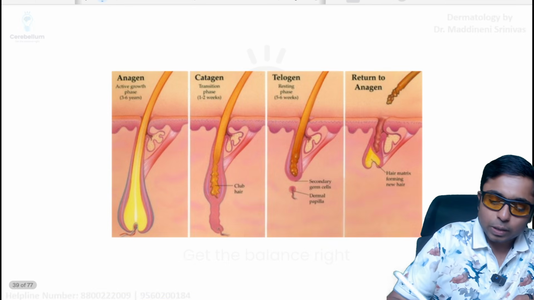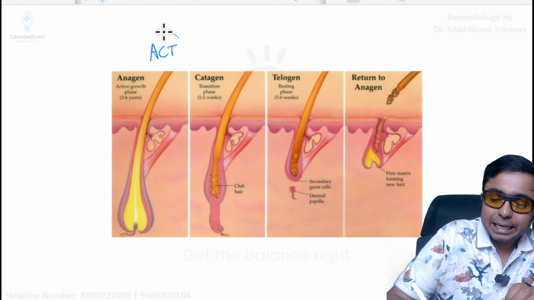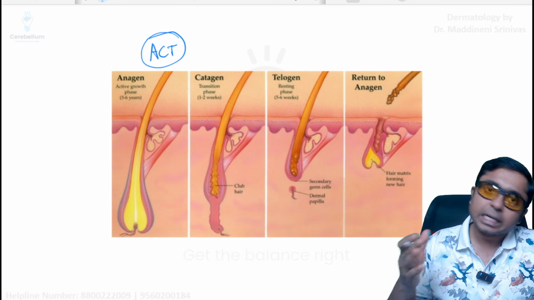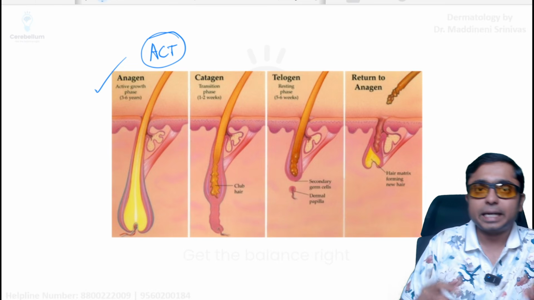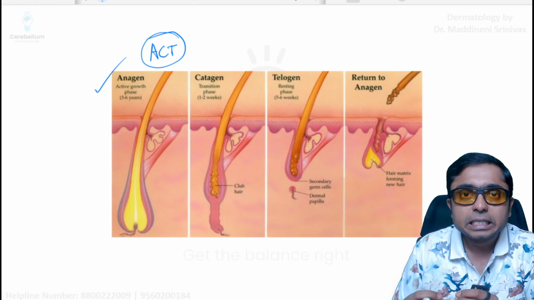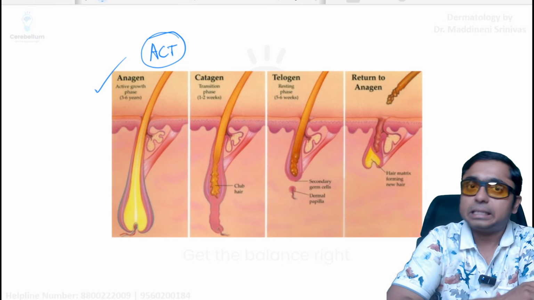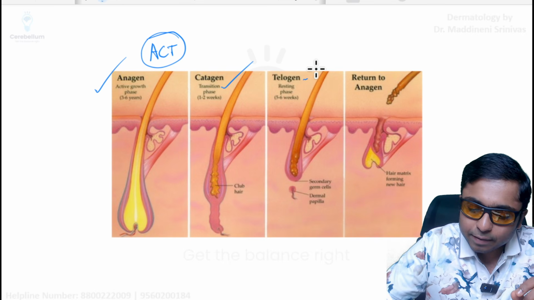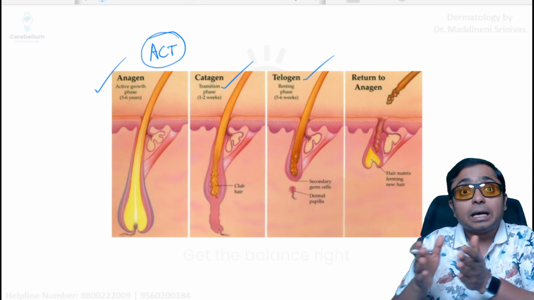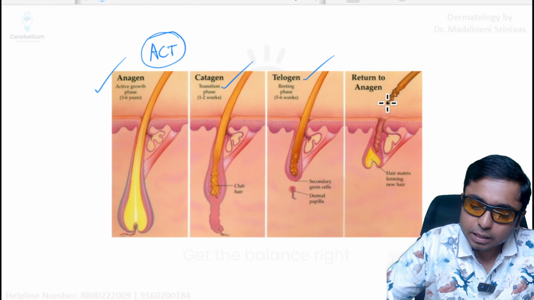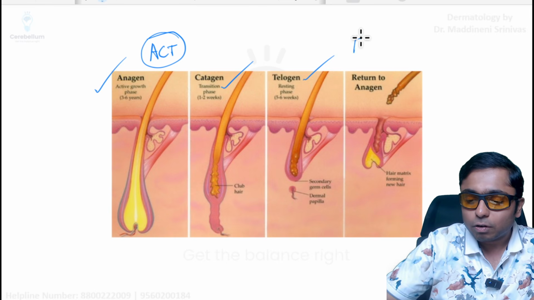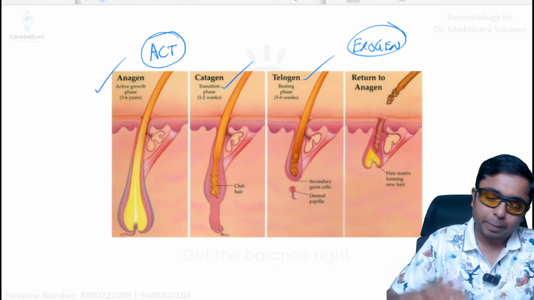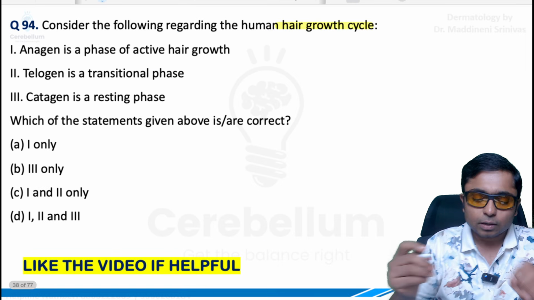Next is a question related to the hair growth cycle. So remember, dear students, ACT is the order in which you can remember the anagen phase, catagen phase and telogen phase. Anagen phase is the active growth phase. It is in this phase that the length of the hair is decided. Next is the catagen phase, a transition phase. And finally we have the telogen phase, which is the resting phase, after which the hair is shed into the environment, called the exogen phase, and again the anagen phase is going to repeat. So this is how the hair growth cycle happens.